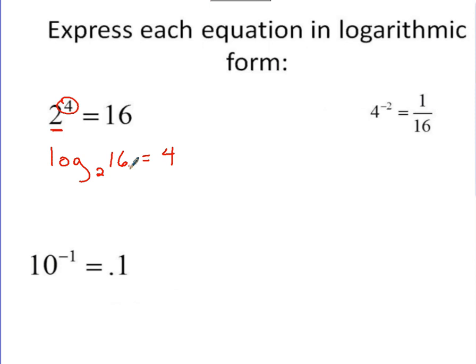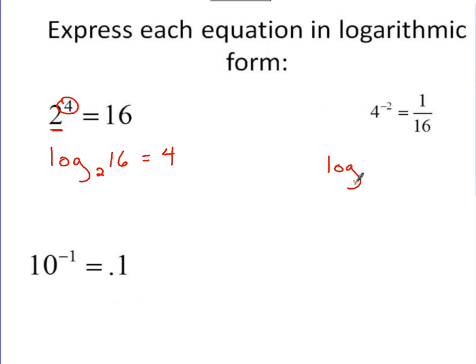So similar example over here. We got 4 to the negative second equals 1 over 16. So recognize with all these equations we're giving you, they're true statements, right? So the logarithmic equations we're getting back here, the logarithmic form we get back here, that's going to be a true statement as well.